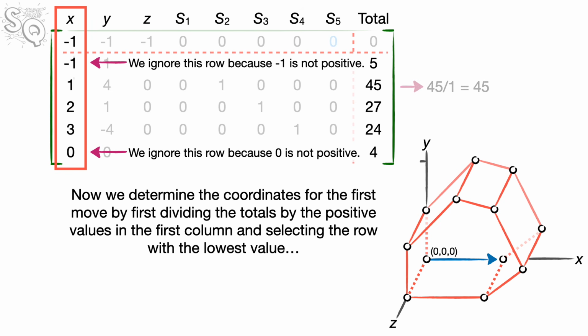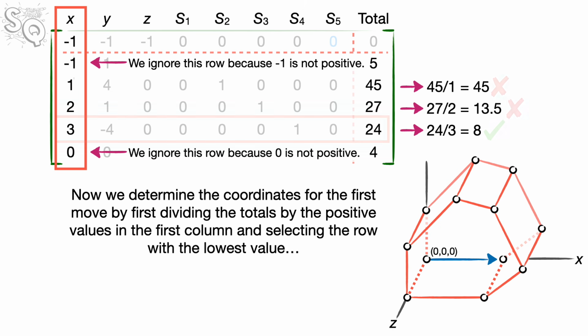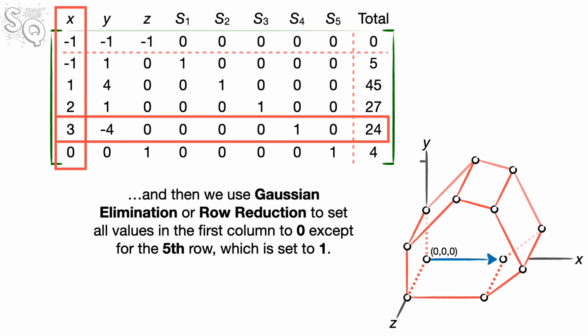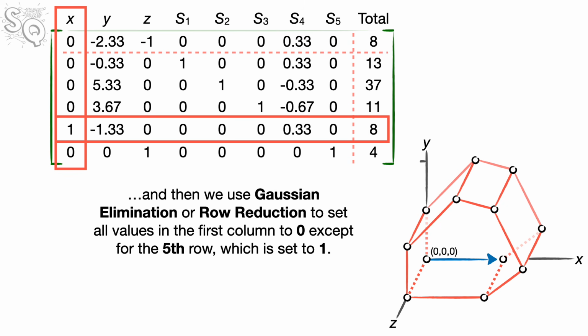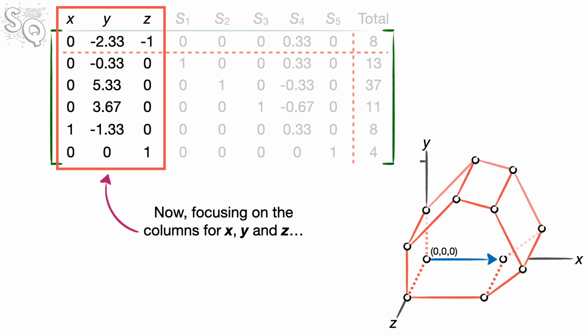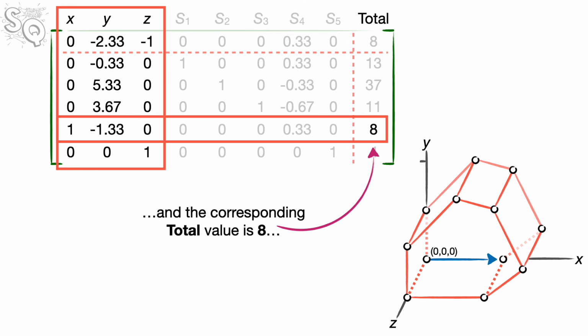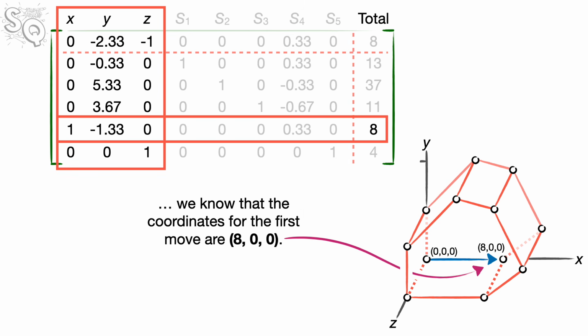Now we determine the coordinates for the first move by first dividing the totals by the positive values in the first column and selecting the row with the lowest value. And then we use Gaussian elimination, or row reduction, to set all values in the first column to 0 except for the 5th row, which is set to 1. Now, focusing on the columns for x, y, and z, since the only column with a 1 in it and everything else is zeros is for x, and the corresponding total value is 8, we know that the coordinates for the first move are 8, 0, 0.